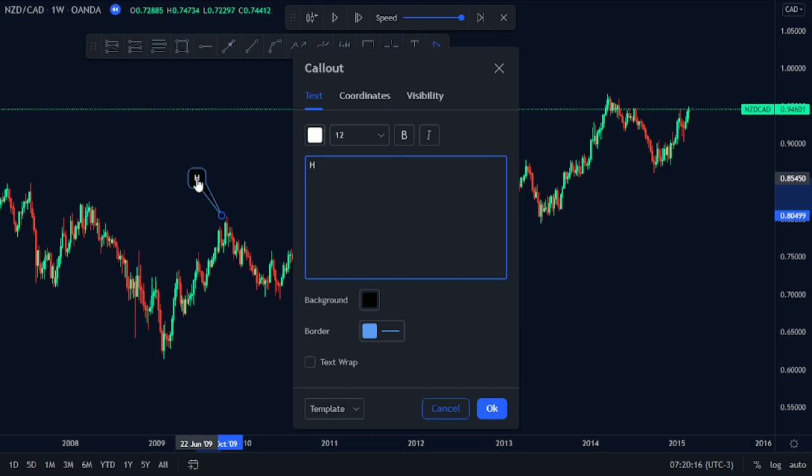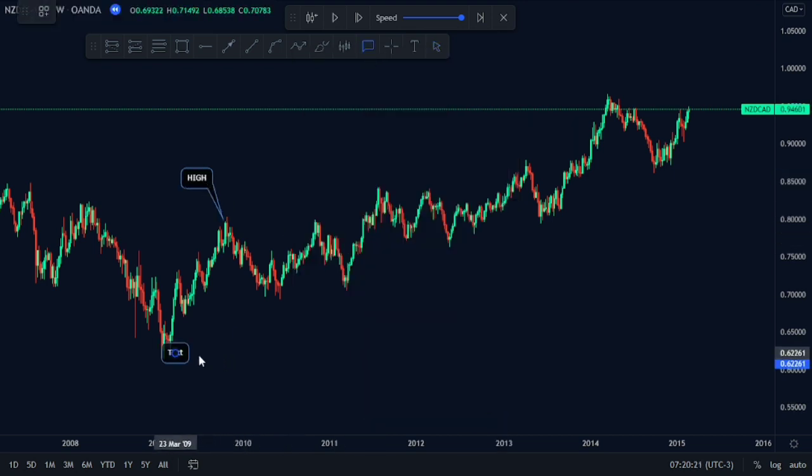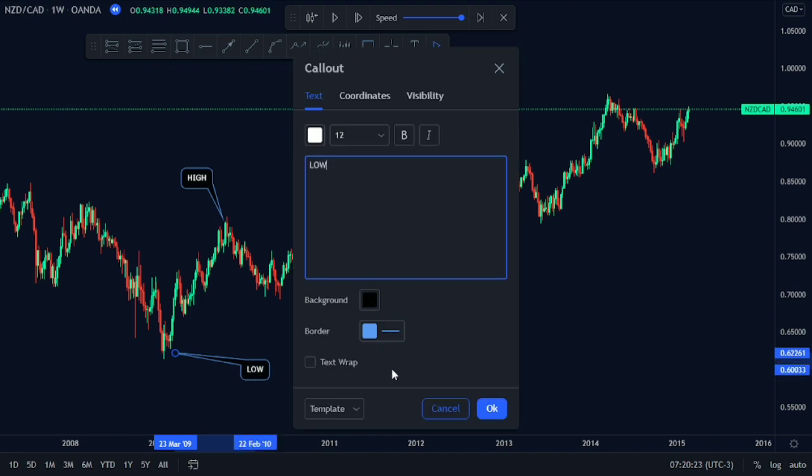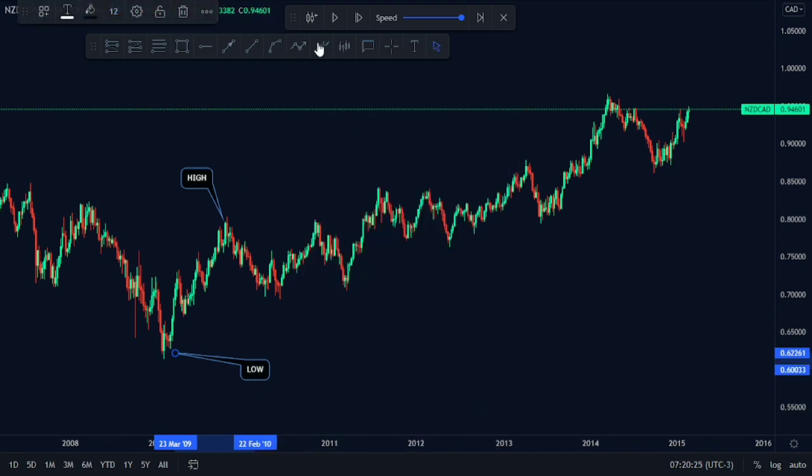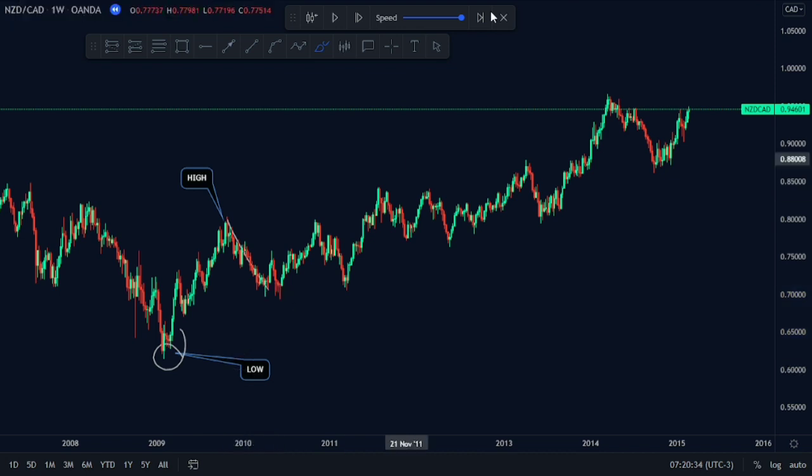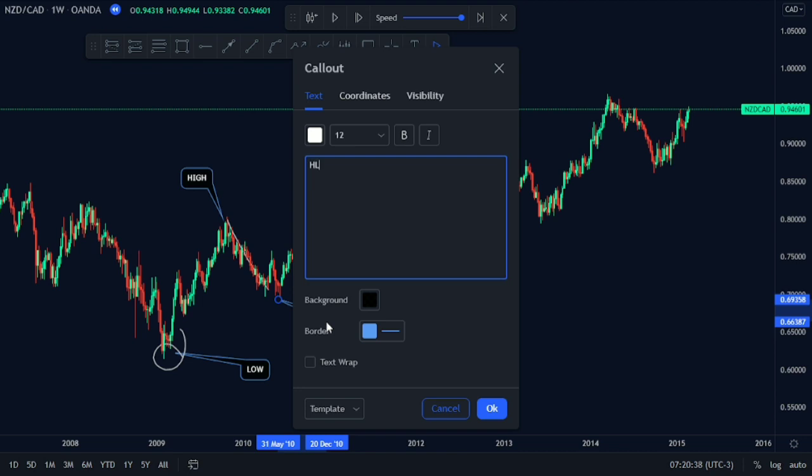This is a high. This is our first high. This is a low. Then price pushed back down. It failed to break this one. It gives us what? A higher low, because it's higher than the previous low. So now this is our higher low.